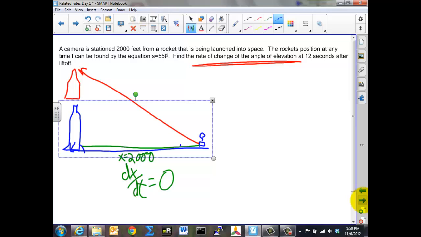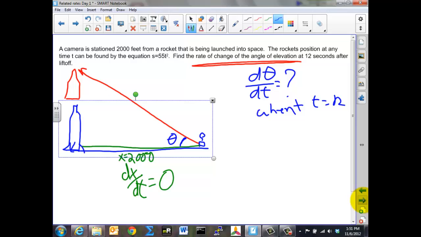Okay, so we're going to say this is our angle of elevation. We're going to call that theta. And what are we asked to find? The rate of change of the angle of elevation. So we're asked to figure out what is d theta/dt when t equals 12, right? What is d theta/dt when t equals 12? Now think about it. What do you expect to happen to that camera? I'm going to have to tilt it up. Am I going to tilt it up at the same rate all the time?